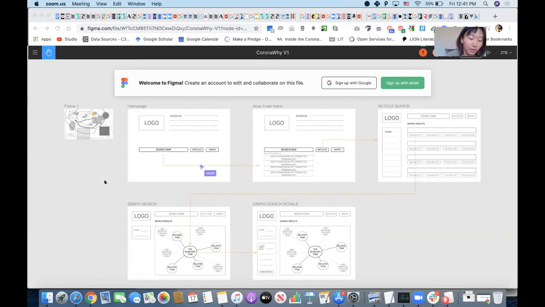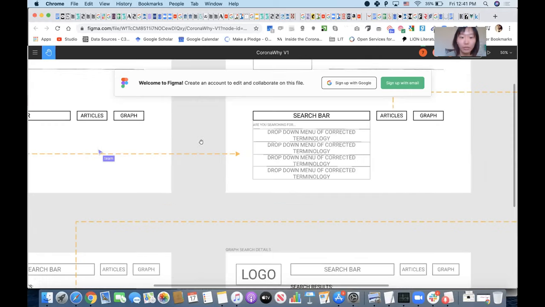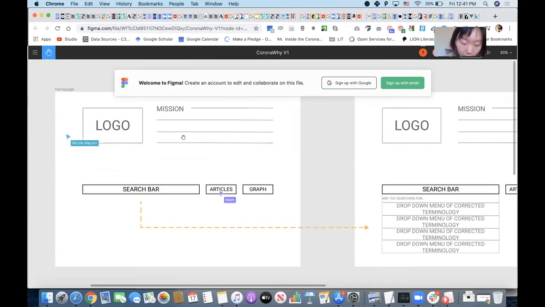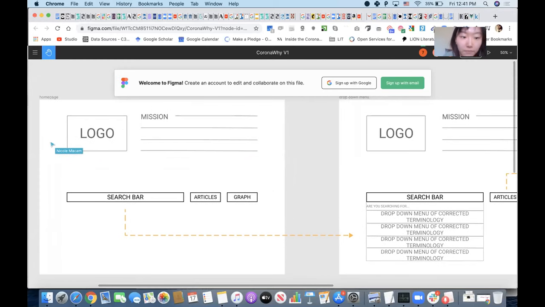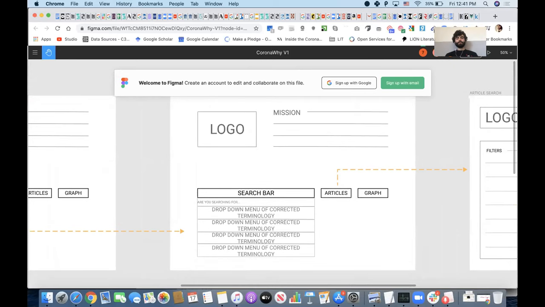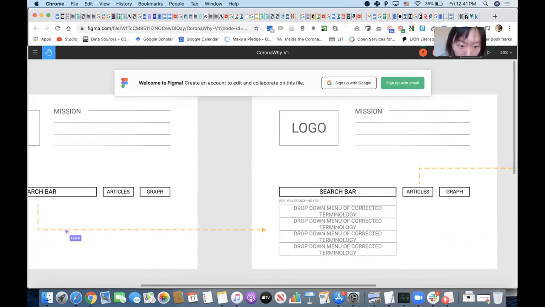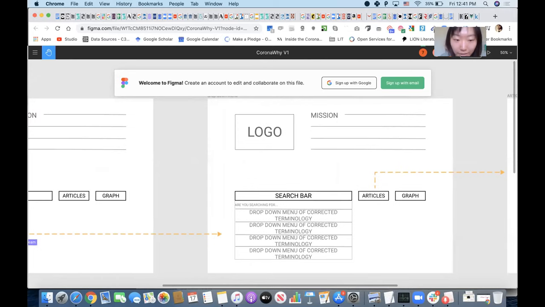So it was basically a blend of these two search engines, PubMed and the Lion project. And then I tried to split that into two search categories. One is articles, which are the research papers, and the other is graph, meaning things like the Lion project, showing the interrelations of different terms.